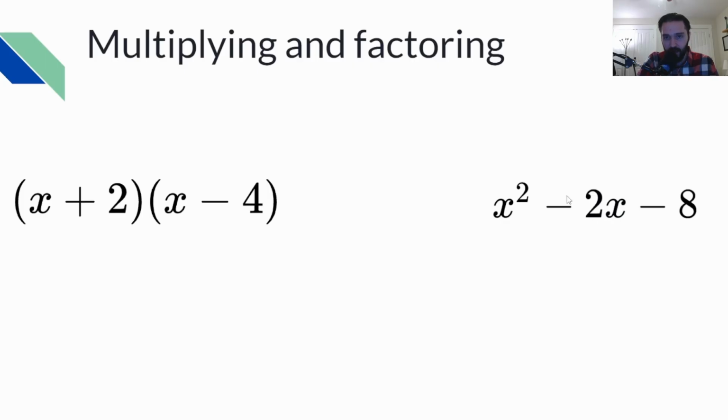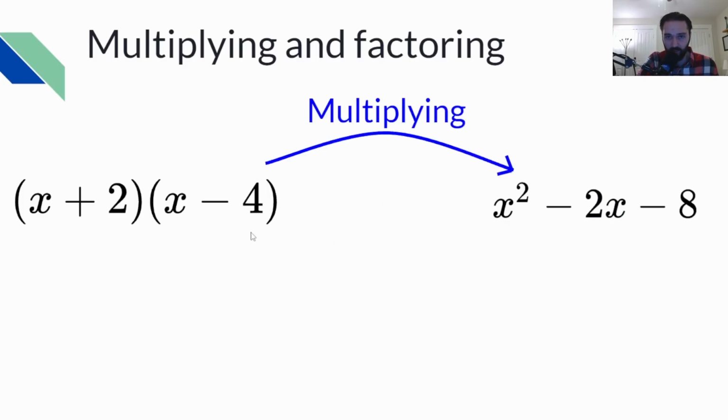Okay? So that process that we just went through, that's multiplying, right? We start with two factors and we end up with three terms. All right, it's important to make a distinction between those two things. Factors are things that are being multiplied together, and terms are things that are being added together. So we start with these factors and we end up with the terms x squared plus negative 2x plus negative 8. Okay, there's three terms here and two factors here.